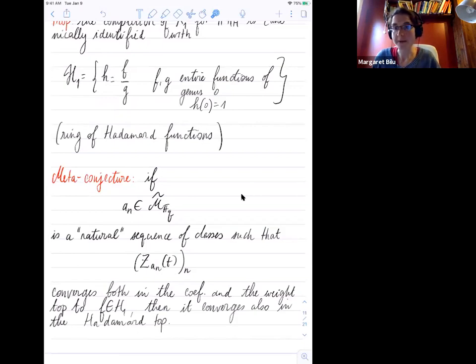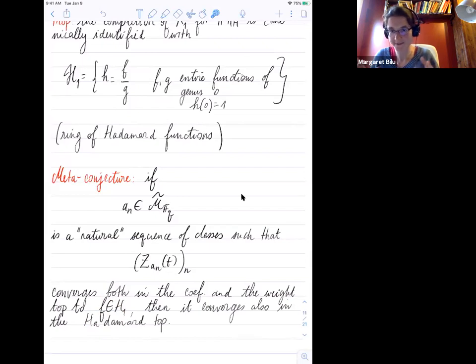Okay, and so my aim now is to try to state this conjecture in the case of these Bertini theorems that I stated earlier. And for this, the only thing that we are missing right now is that, if you remember well, in these Bertini theorems we have our natural sequence of classes that converges both in the coefficient and the weight topology, as I explained earlier, the coefficient one coming from Poonen's theorem and the weight topology coming from Ravi and Melanie's theorem. And the only question is, what does it converge to? Because you remember that the limits in both cases are special values of a zeta function: the zeta function of a variety in one case and the Kapranov zeta function in the other case. So it's not very clear for the moment what the limit should be, what this mysterious function in the Hadamard ring should be.